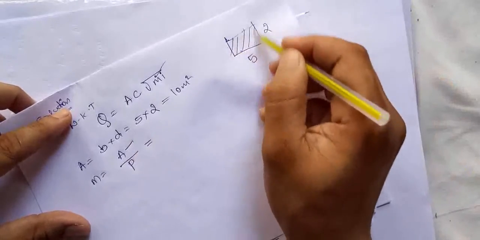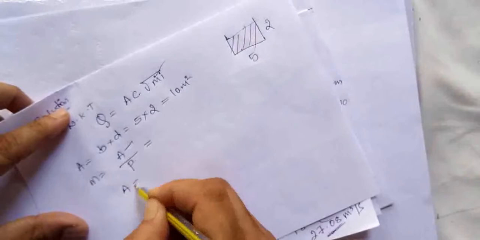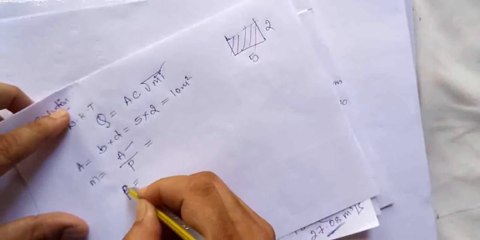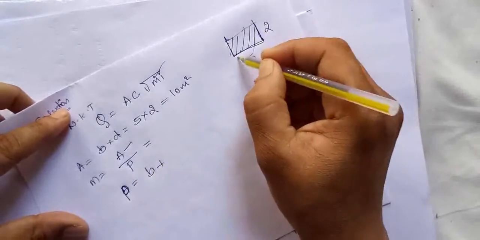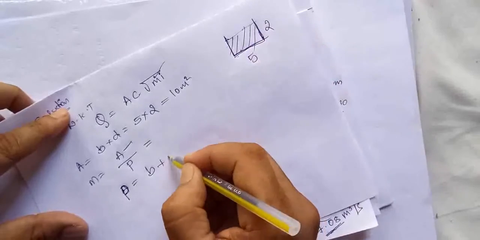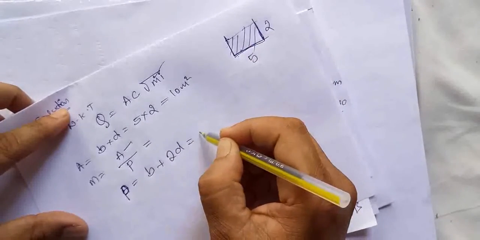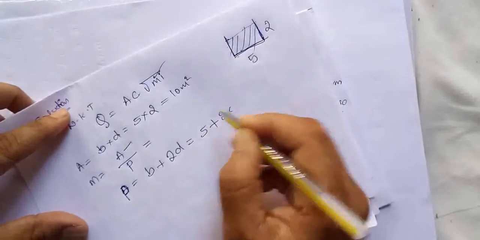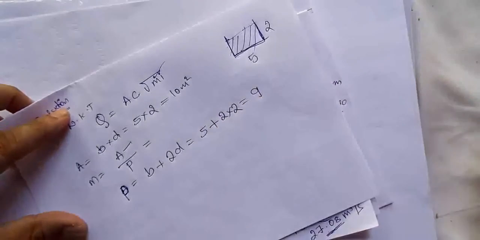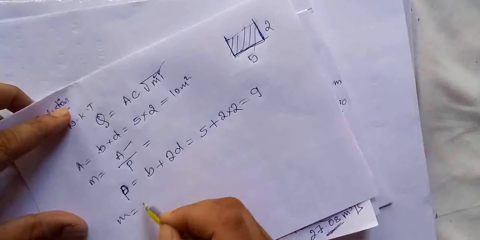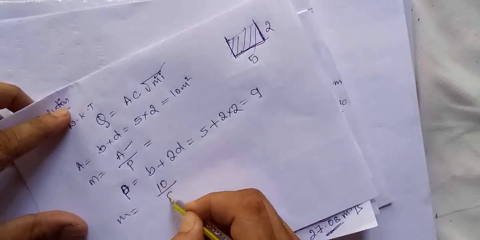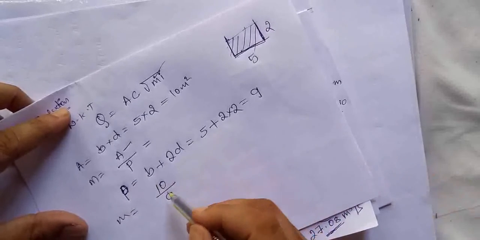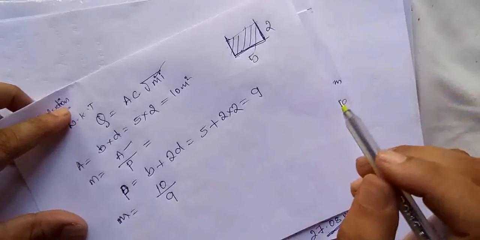A is the wetted area, which is 10, already you know. Next you have to find out the wetted perimeter. We know it is width plus twice depth, b plus 2 into d. b is 5 here, plus 2 into 2, depth, is equal to 9. So m is equal to area by perimeter. Area is 10 and wetted perimeter is equal to 9. So you got the hydraulic mean depth is equal to 10 by 9.